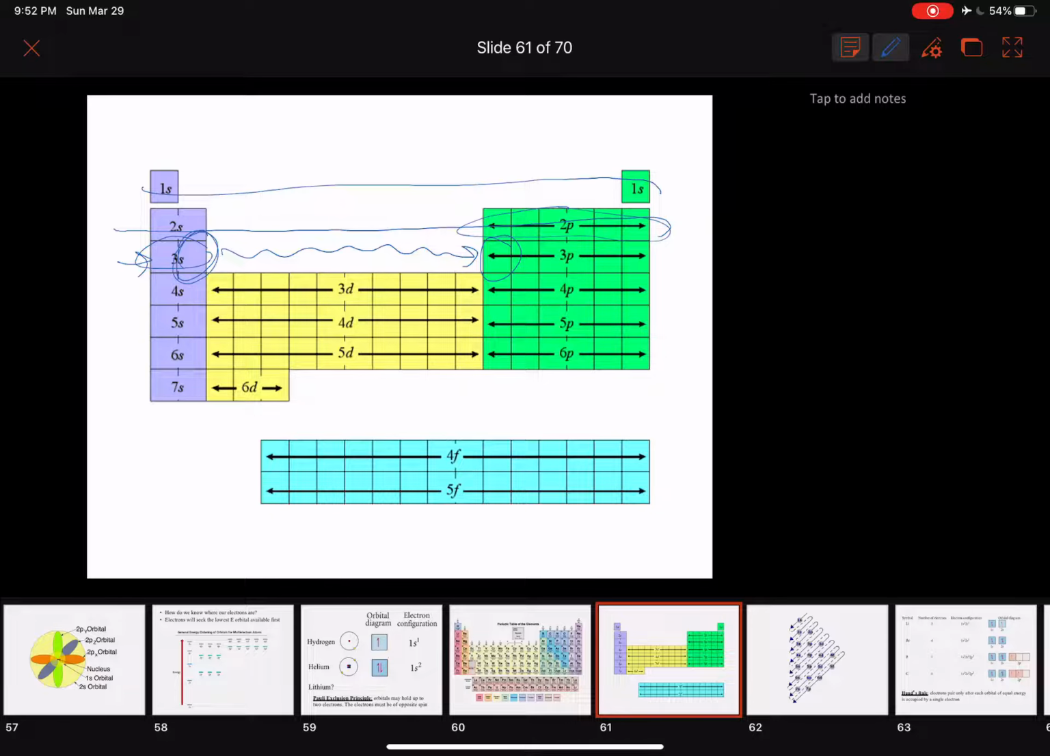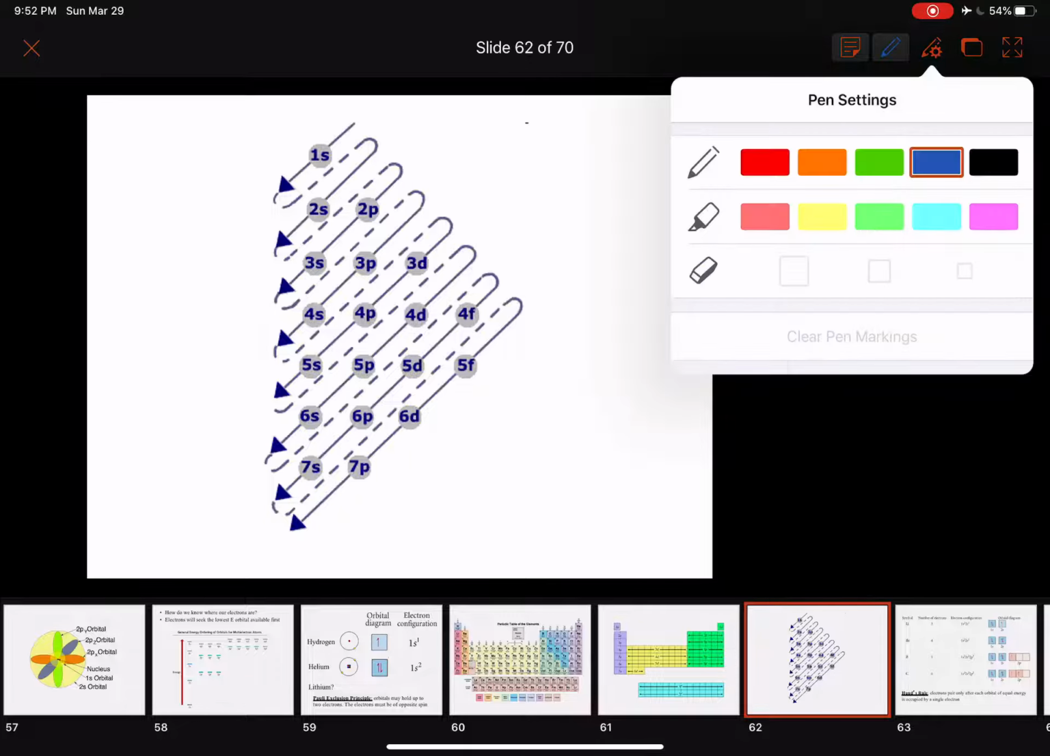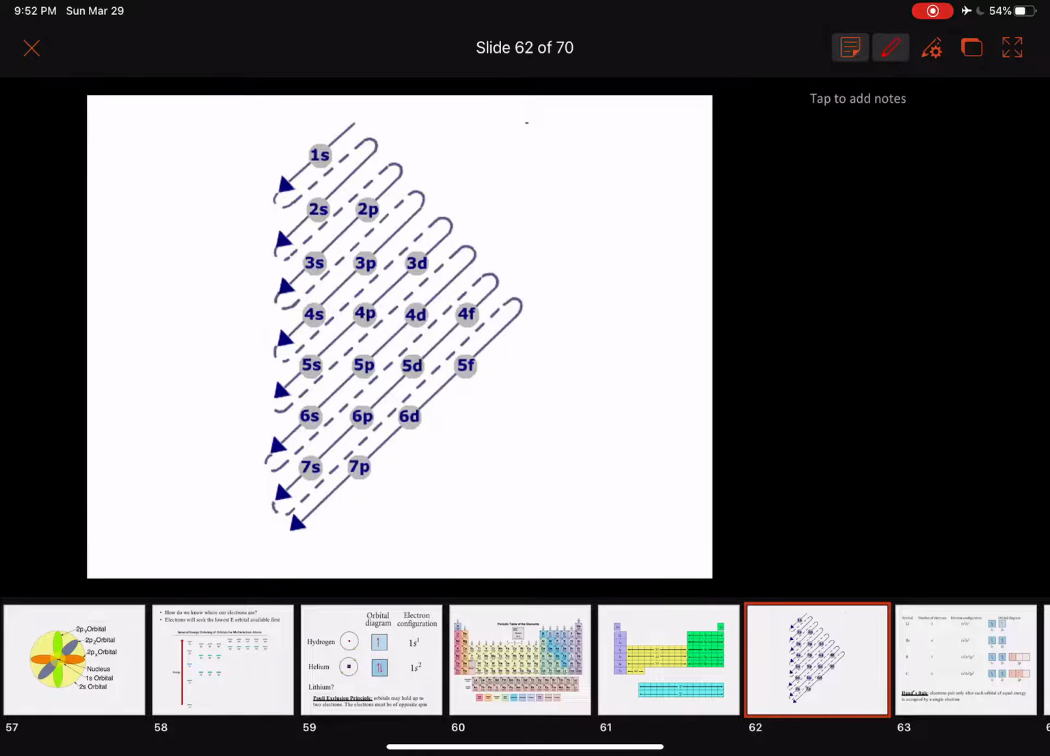Now another way to look at it is with this handy dandy chart right here. So with this chart, what we can see is that we've listed in a column all of the s orbitals, 1s through 7s. And then in the next column, we've listed all of the p's.